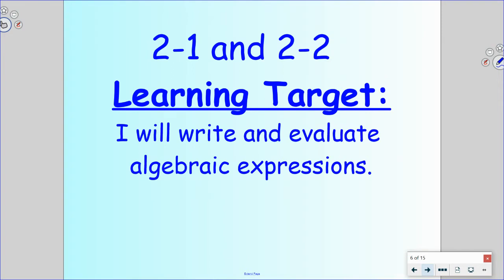Learning target, learning goal for today: I will write and evaluate. I will write algebraic expressions and then I will evaluate algebraic expressions.